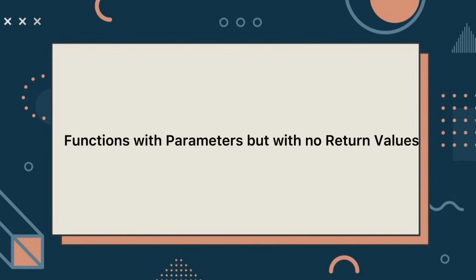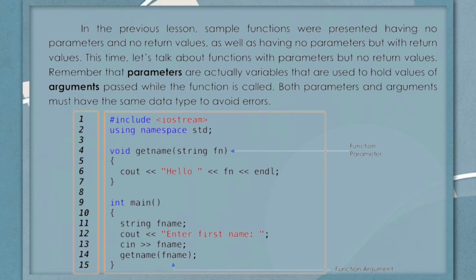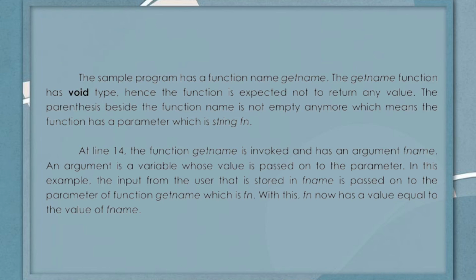Functions with parameters but with no return values. Parameters are actually variables that are used to hold values of arguments passed while the function is called. Both parameters and arguments must have the same data type to avoid errors. The sample program has a function named getName. The getName function has void type, hence the function is expected not to return any value.